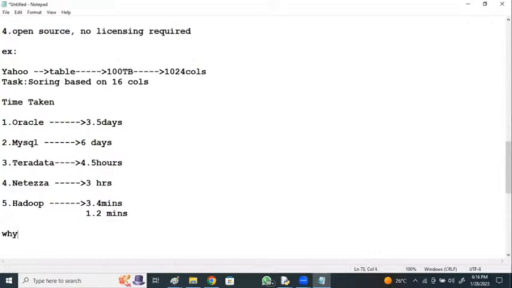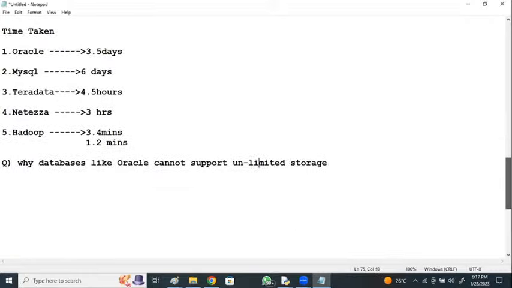You may ask why, with databases like Oracle, why not just use a SQL query, right? Why can't databases like Oracle support unlimited storage? Why can only Hadoop do it?